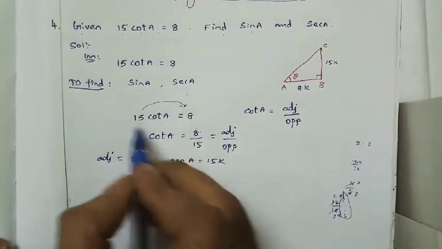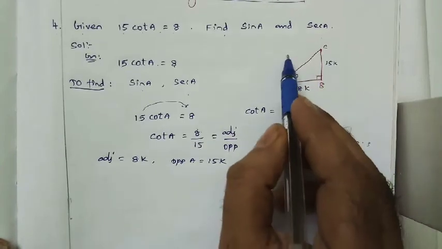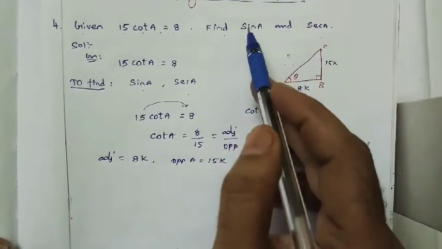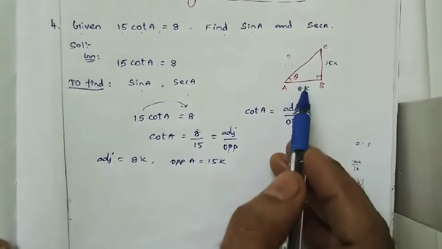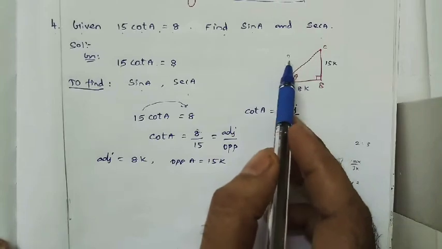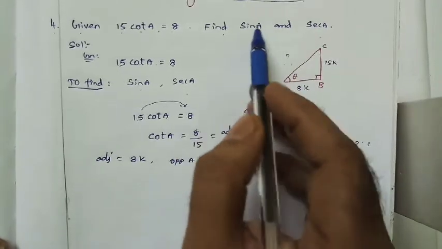So from the given, we have found the two sides, and we can find the third side. After finding the third side, we can find sin A and sec A. What is the formula of sin A? Sin A is nothing but opposite side divided by hypotenuse. We know the opposite side. After finding the hypotenuse, then we can find sin A.